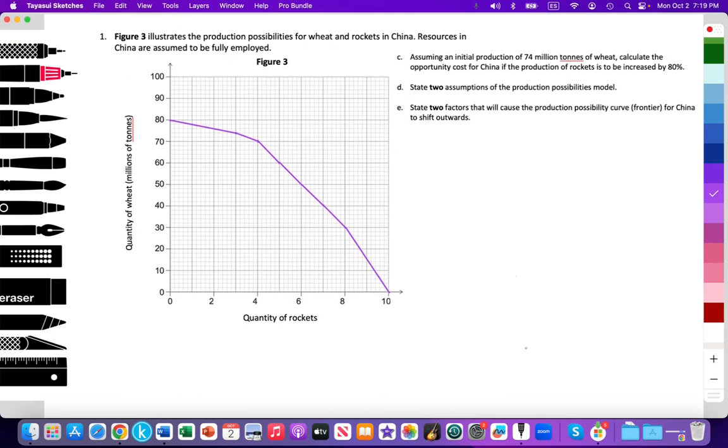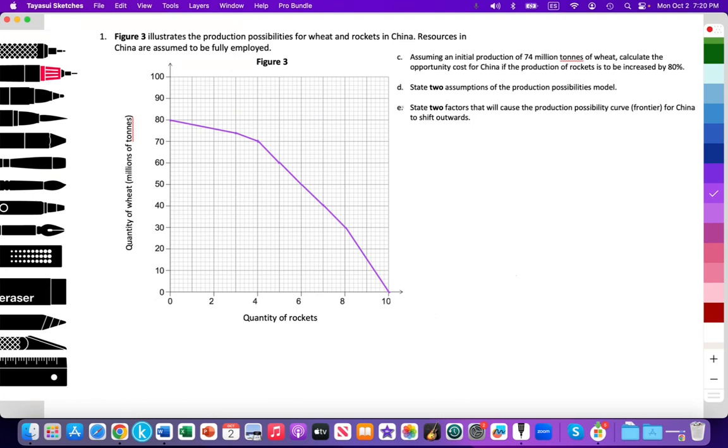So here we have a question, and we've been provided a figure, a diagram illustrating the production possibilities curve. Here it says figure 3 illustrates the production possibilities for wheat, as we can see measured on the y-axis, and rockets in China as measured on the x-axis. Resources in China are assumed to be fully employed, so we're producing along the PPC curve, which represents productive efficiency, full employment, and no waste of our inputs or resources. So let's look at questions C, D, and E.